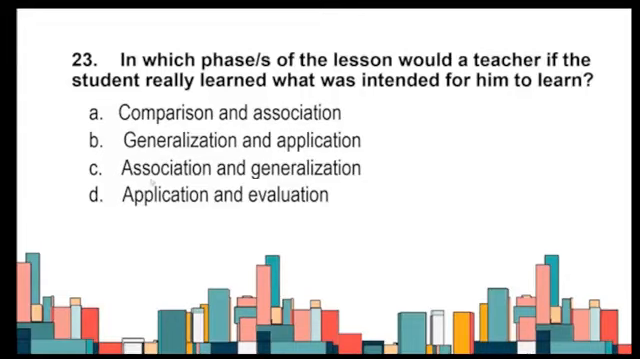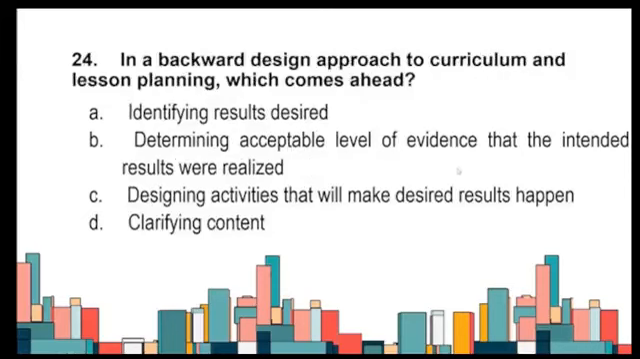All right, so let's have number 24. Okay, so in a backward design approach to curriculum and lesson planning, which comes ahead? Okay, A, identifying results desired. B, determining acceptable level of evidence that the intended results were realized. C, designing activities that will make desired results happen. D, clarifying content.